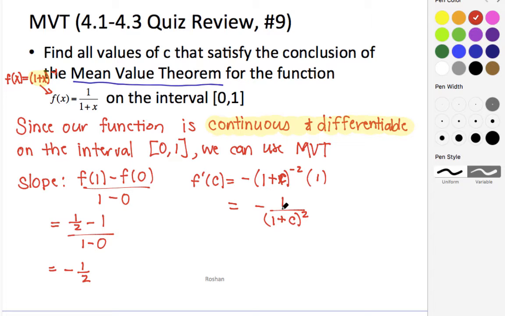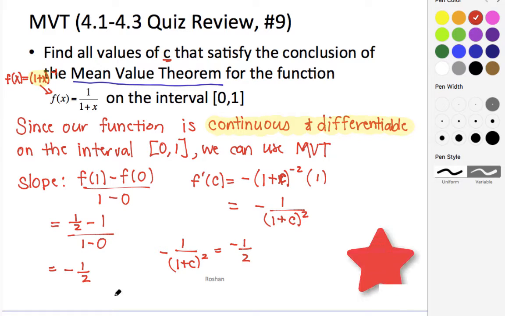Now, I'm not being particular. You can leave this as f prime of x and put these all as x's. I just want to find this value c since that problem's asking me that, so I'm just doing a c. Anyway, now I'm going to set my slope equal to my derivative. So I have -1 over 1 plus c, the quantity squared, equals -1/2.